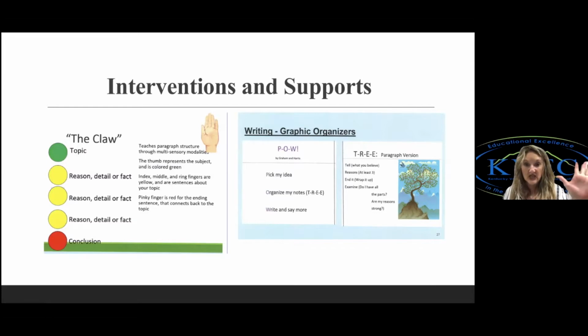Sometimes they use a glove. Sometimes teachers use dots, and you could even teach that lesson using dots. But your topic is going to be your thumb. Then you're going to have a reason, detail, or fact, depending on the type of writing that you're doing. And then another reason, detail, or fact, and then another reason, detail, or fact, and then you have the conclusion. And we teach kids to bring that back together, so that the topic and the conclusion are connected.